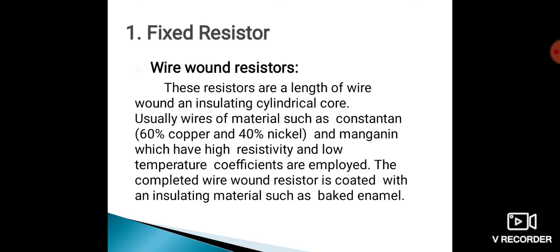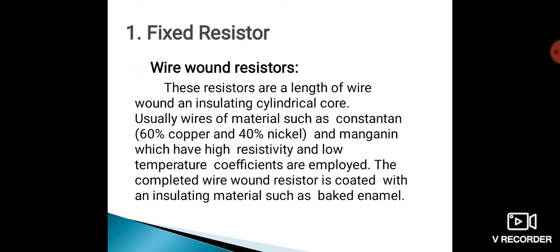Constantan contains 60% copper and 40% nickel. Constantan and manganese, both these materials are generally used for the wire wound type of resistance, because these materials have very high resistivity and also a low temperature coefficient. That means as the temperature increases, the value of resistance increases but only slightly, because the temperature coefficient is low. So the temperature does not affect the value of resistance much. So this is a good property for the material.